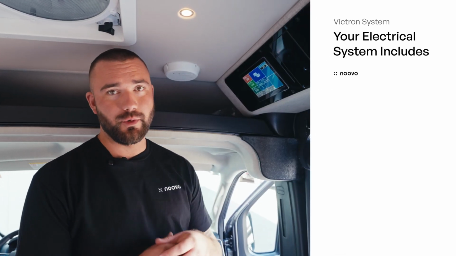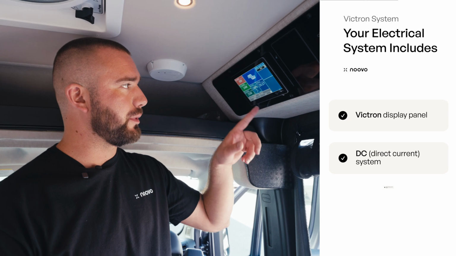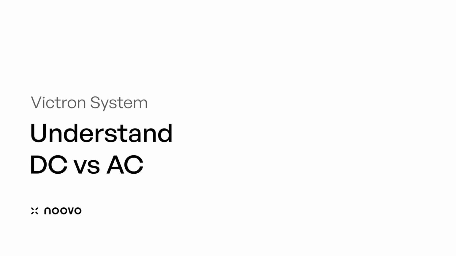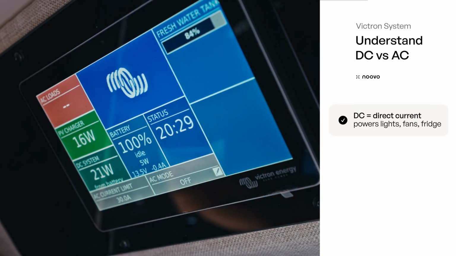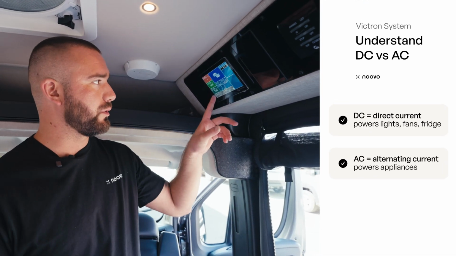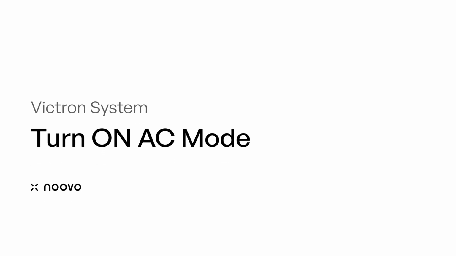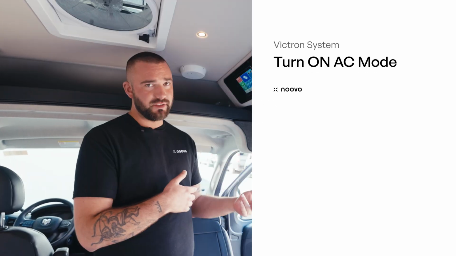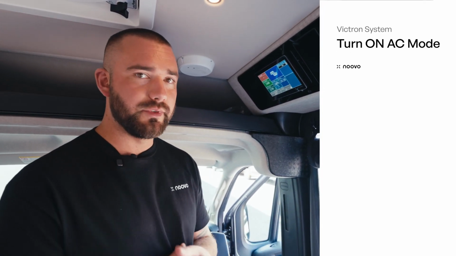So now I'm going to walk you through our Victron display system and its two other components, being the DC system and AC mode. DC is going to mean direct current, AC is going to mean alternating current. Alternating current is the component you will kick on when you want to access any of the appliances. Essentially what this means is it periodically will reverse the current, making it more adaptable to higher voltages.